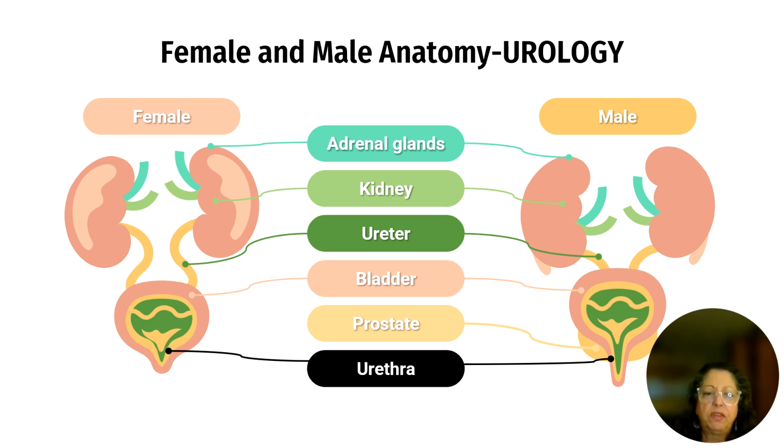So as you see the differences between the male and the female, the difference in the length of the urethra is the big change, and the fact that the male has a prostate, the female does not.